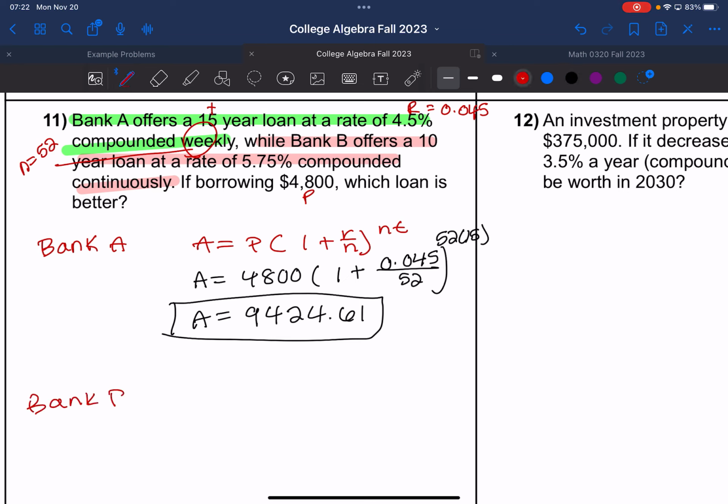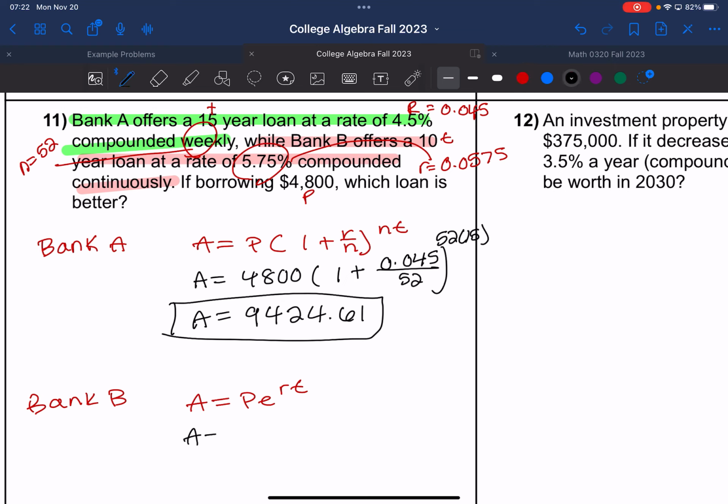Now Bank B. Bank B says we are going to be compounding continuously. So what formula is that? Good. A is equal to P times E to the power of RT. We already have everything. Oh, wait, no, we don't. This is new. Our P is going to stay the same. Our rate this time is what decimal? Good. 0.0575. And then our time is what in this problem? 10. Our time is that 10.